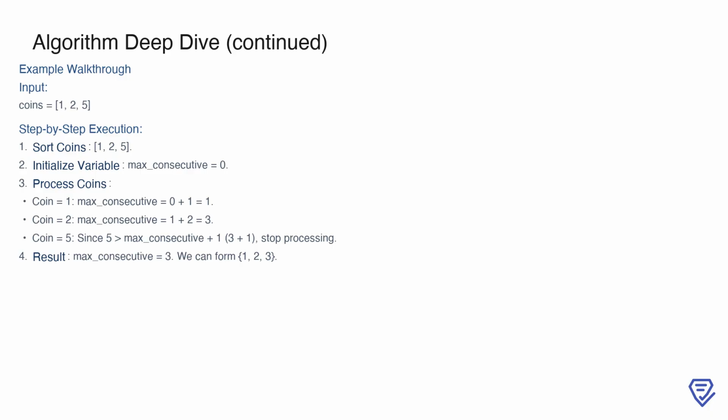Next, we process the coin 2. Adding it to max_consecutive gives 3, so we can now form the sums 1, 2, and 3. Finally, we process the coin 5, but since 5 is greater than max_consecutive plus 1, which is 4, we stop. The result is max_consecutive equals 3, meaning we can form the consecutive integers 1, 2, 3.